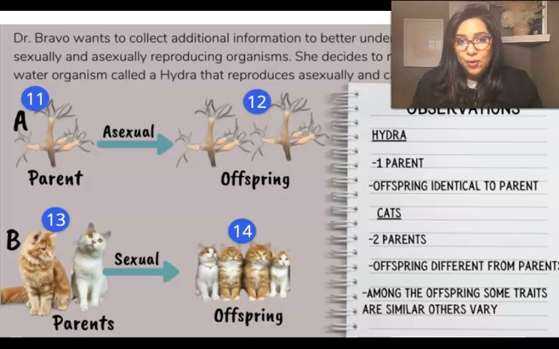Now, as you might recall, Dr. Bravo went ahead and noted some observations in her science journal here to my right. Under Hydra, she noted there was one parent and the offspring were identical to the parent. Under cats, she noticed there were two parents and the offspring were different from the parents. She also noted that among the offspring, some traits were similar and others varied.